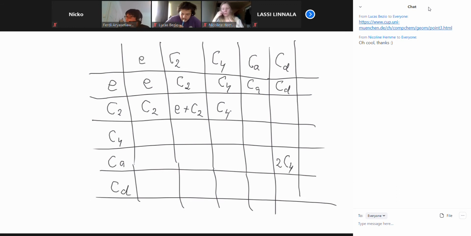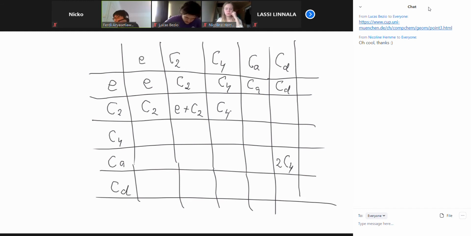Freddy, yes. I was just wondering, how would C2 and C2 give E plus C2? I could see that for C4, CA, and CD, but not for C2. Because if I'm not mistaken, C2 is just one element, right? If we have one element times one element, we would just get one. So it could be two elements here. Yes, it could be 2E plus C2.